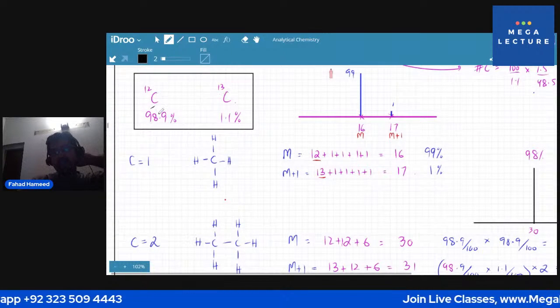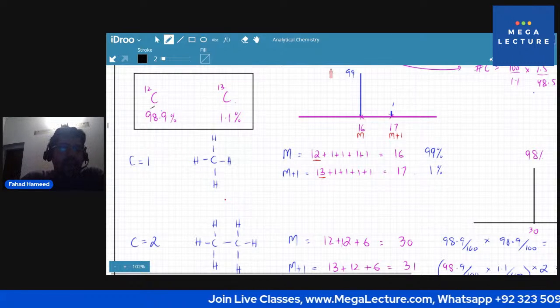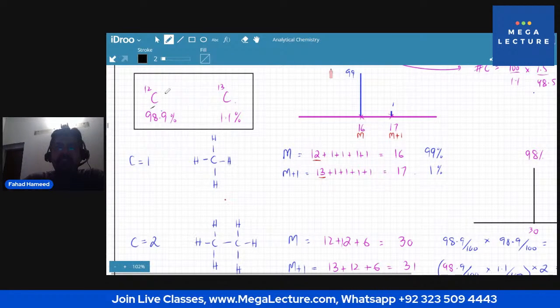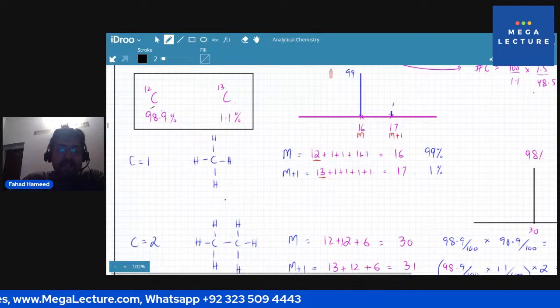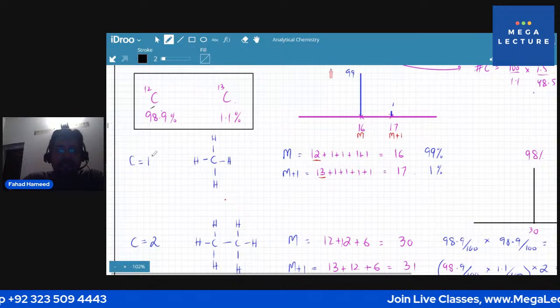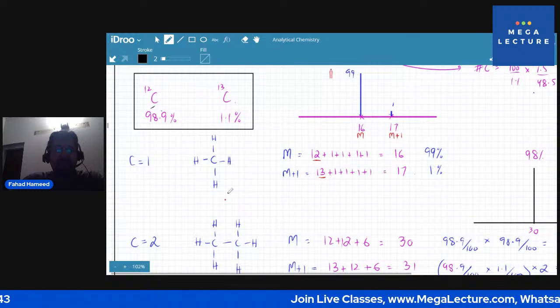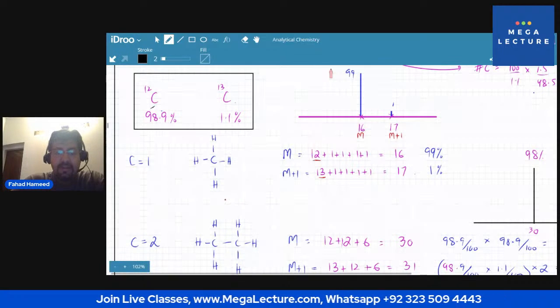So it's 99:1. So out of 100 particles, 99 of them would be carbon 12. Just there's 1% chance of getting carbon 13. So if I do a mass spectrum of a molecule that has only 1 carbon atom, remember that.